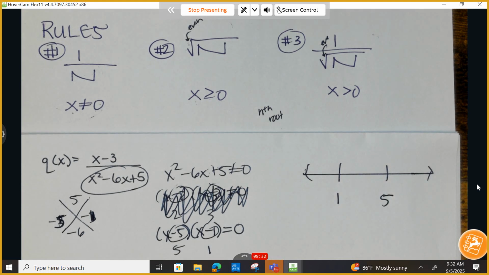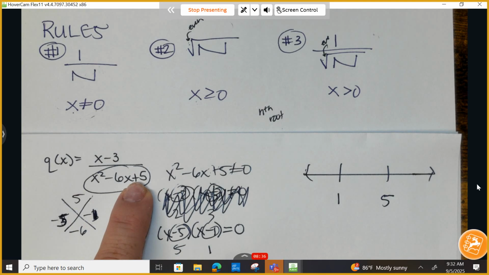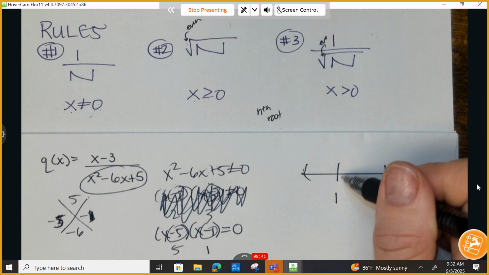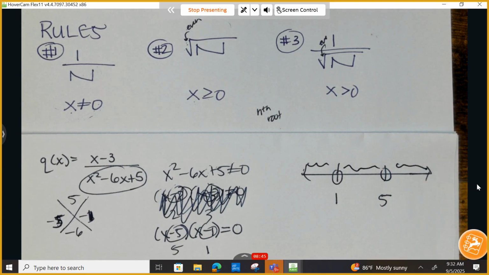It cannot equal 1 and 5. Why? Because if I plug in 1, I'd get 0 in the denominator. Can't have 0 in the denominator. You can have 0 in the numerator, but not the denominator. Cannot have 5. So it cannot be these things. They can be everything else. I'm going to give you right now 10 seconds to turn to your partner. How would I write this correctly in interval notation? Go.